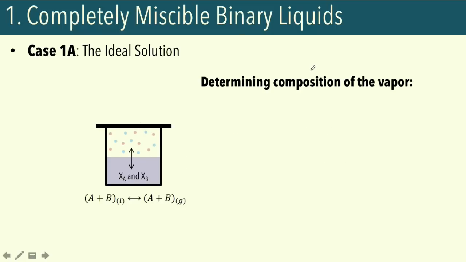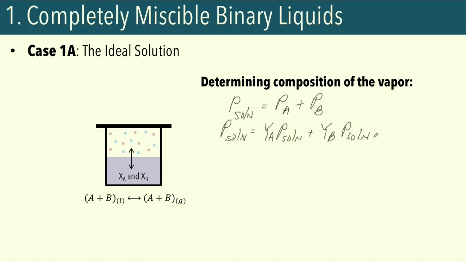Recall that if we have a mixture of gases and we're assuming ideal gas behavior, P solution is just going to be equal to PA plus PB. We could also write this in terms of mole fractions, in this case the mole fractions in the gaseous phase, which we'll denote YA, just to differentiate them from the mole fractions in the liquid phase. So YA times P solution plus YB times P solution. Overall, we know that PA, the vapor pressure of A in the solution, is equal to YA times P solution. In other words, YA is equal to PA over P solution.